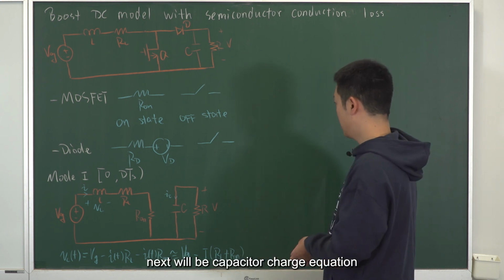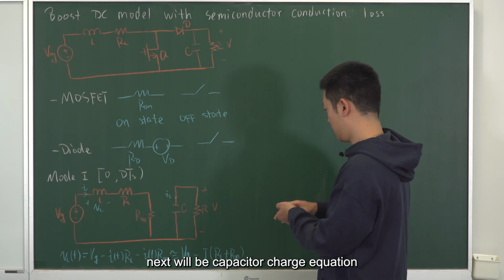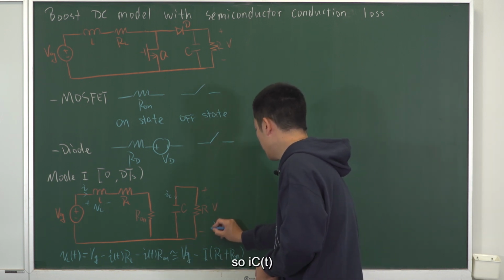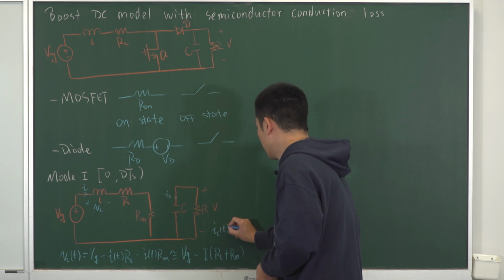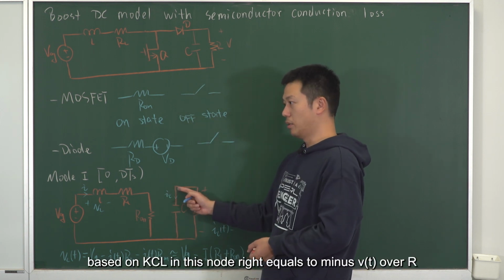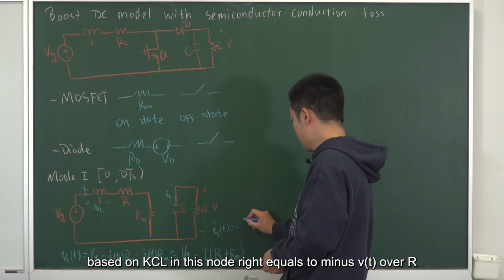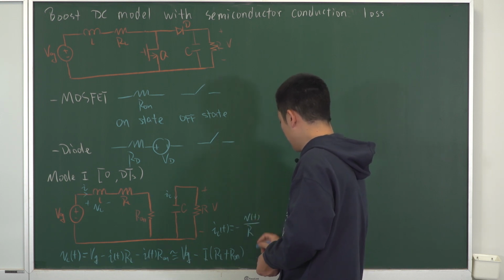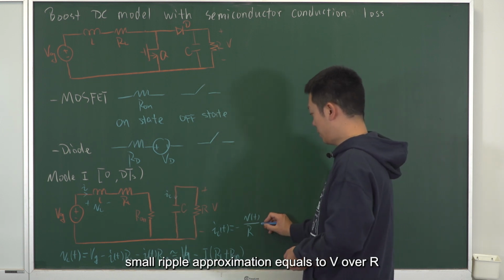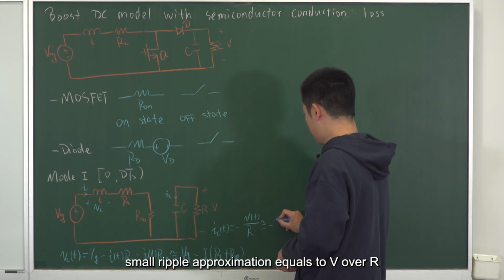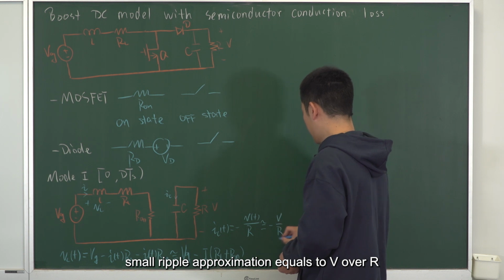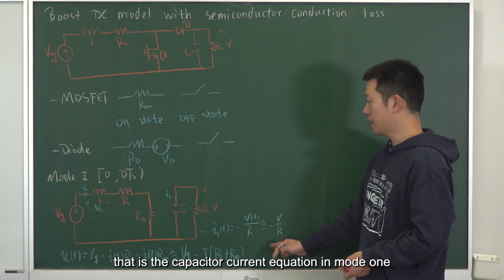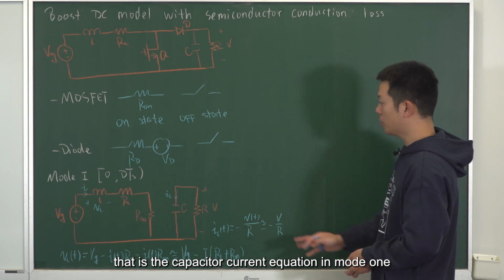Next will be the capacitor current equation. So IC, based on KCL in this node, equals minus v(t) over R. With the small ripple approximation, it equals minus V over R. That is the capacitor current equation in mode 1.